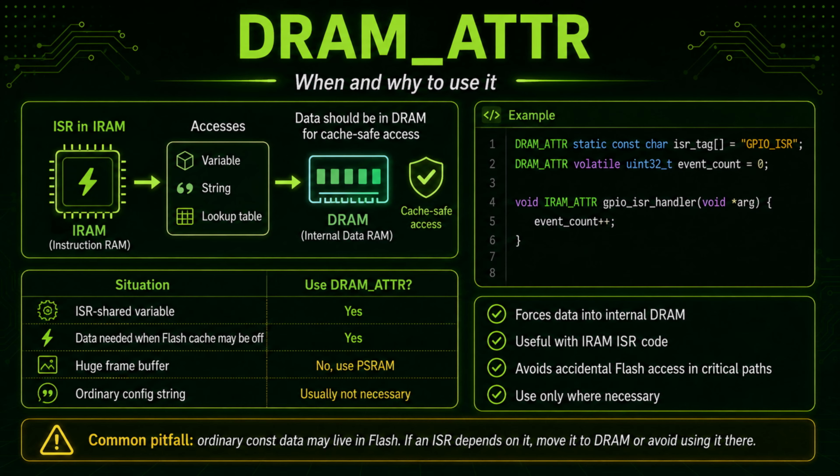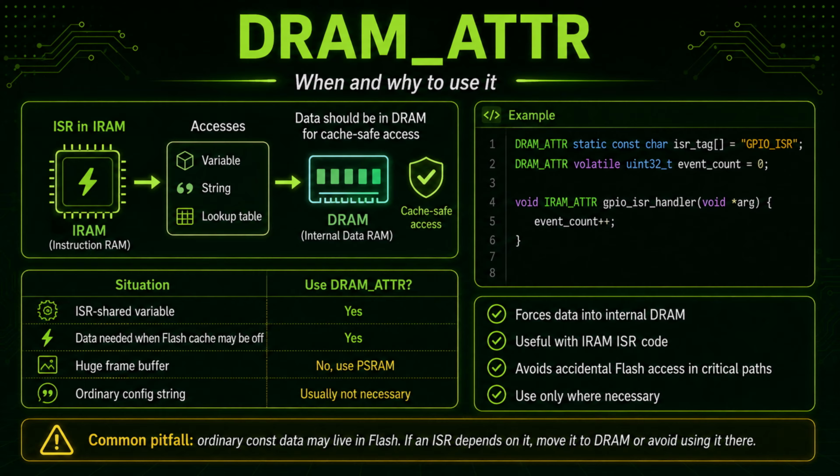This is where DRAM_ATTR becomes useful. For example, an interrupt-related counter or small lookup table can be explicitly placed into internal DRAM. A declaration might look like DRAM_ATTR volatile uint32_t event_count = 0. Now both the ISR code and the required data can remain accessible without relying on external flash. However, DRAM_ATTR should not be used for every variable. Internal DRAM is limited and extremely valuable. Placing a large image buffer or several hundred kilobytes of application data into DRAM would quickly consume the available internal memory. Large non-critical buffers usually belong in PSRAM instead, so remember the relationship.